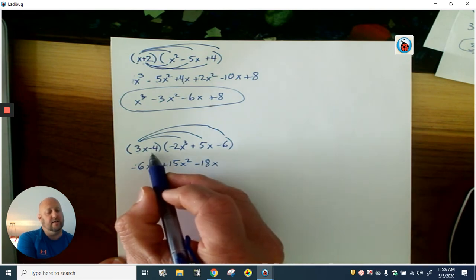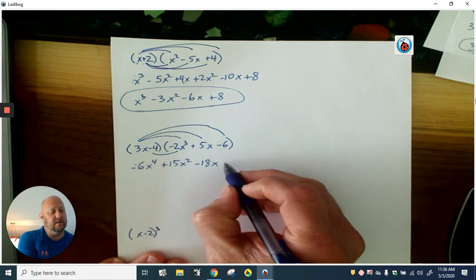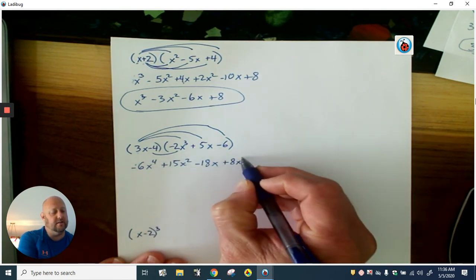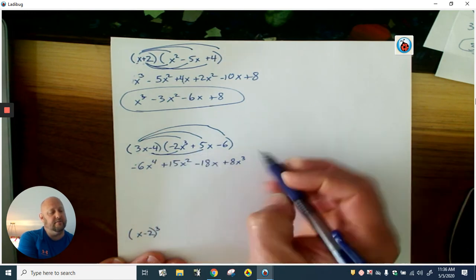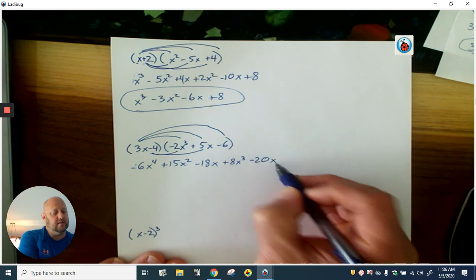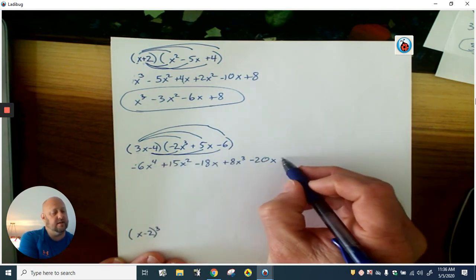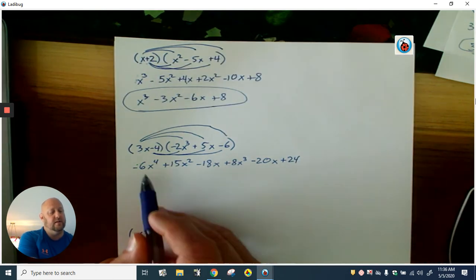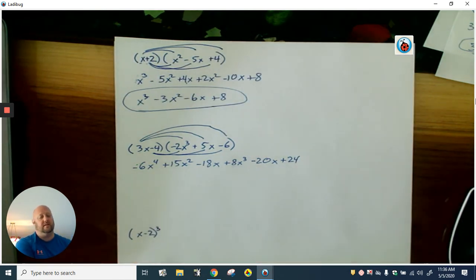And now we got to take that negative 4 through that second term. Negative 4, negative 2 makes a positive 8x to the third. Negative 4 and a positive 5x makes a negative 20x. And then negative 4 and a negative 6 makes a positive 24. So we have 1, 2, 3, 4, 5, 6 terms, just like we predicted.